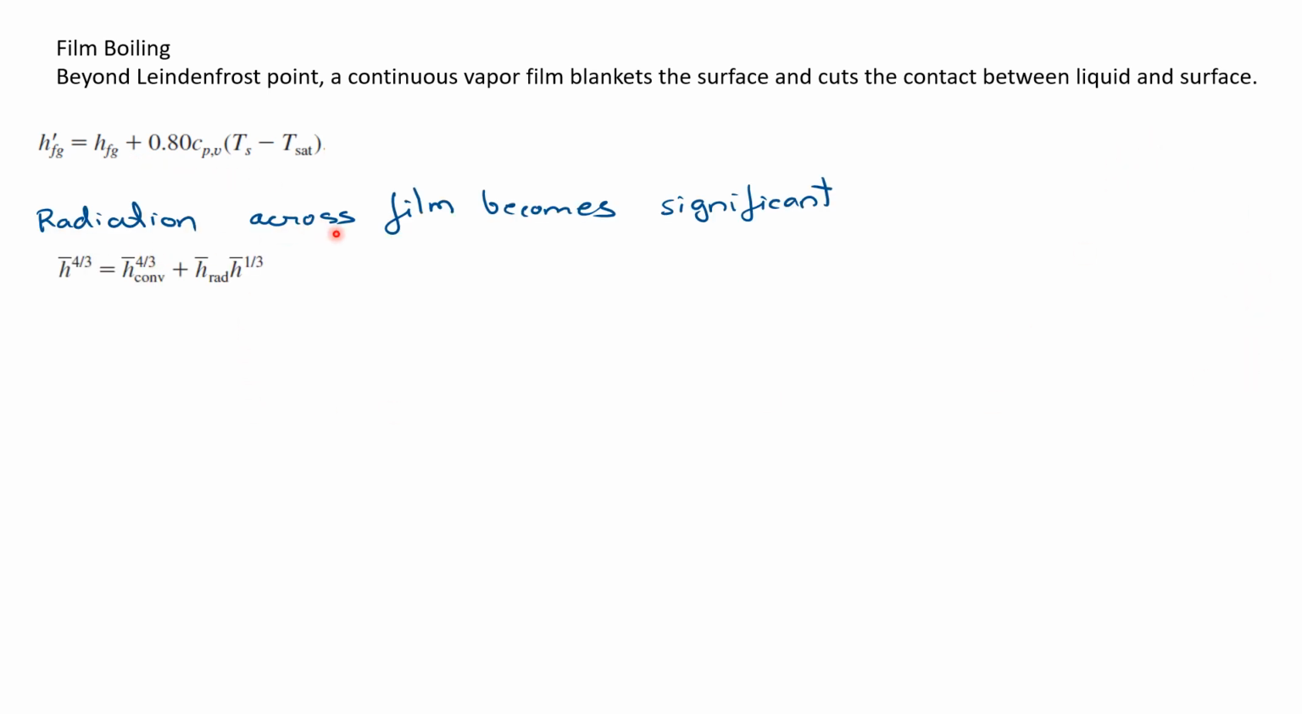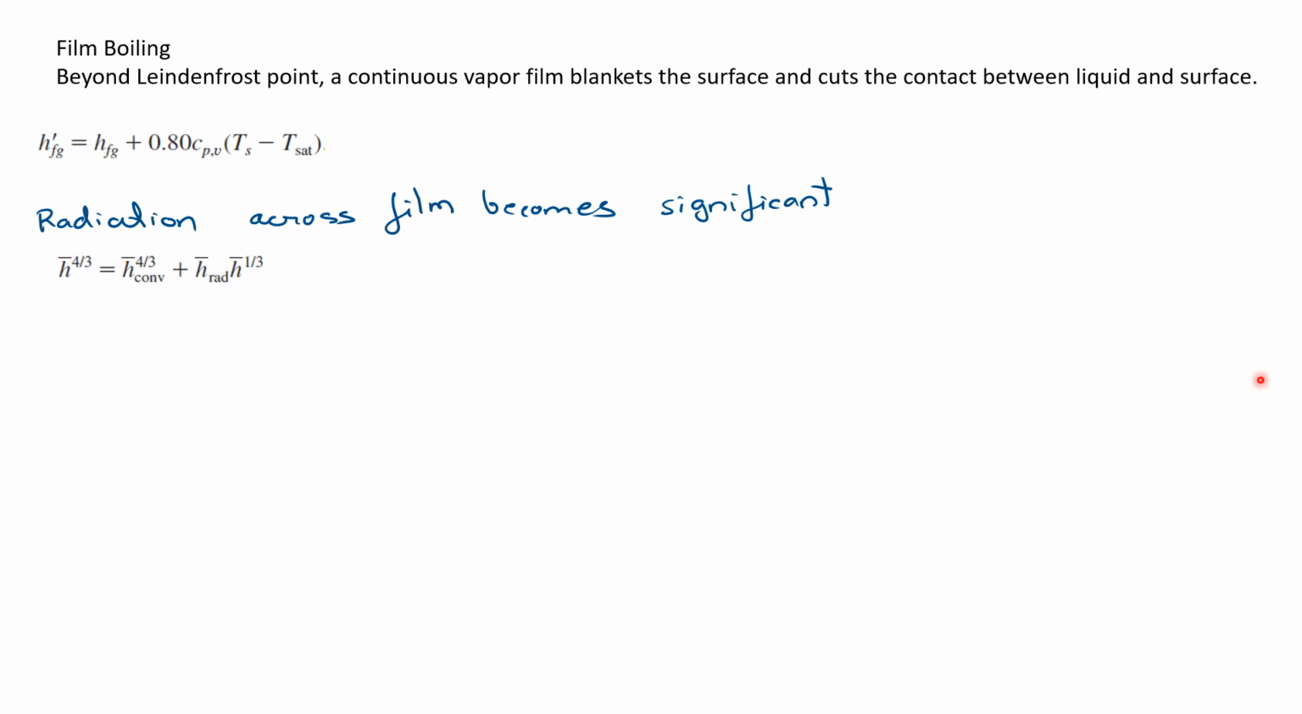Now we've seen that the radiation across the film becomes significant as we move beyond the Leidenfrost point, and the correlation for finding the heat transfer coefficient is not a simple algebraic expression. Your heat transfer coefficient will be a combination of a convective heat transfer coefficient and a radiative heat transfer coefficient, but it's not a simple addition and you cannot write your H in the form of H convection and H radiation, because you have the 4/3 power here and the 1/3 power here. So this type of equation is called a transcendental equation, where you can't simply express it as a simple algebraic expression.